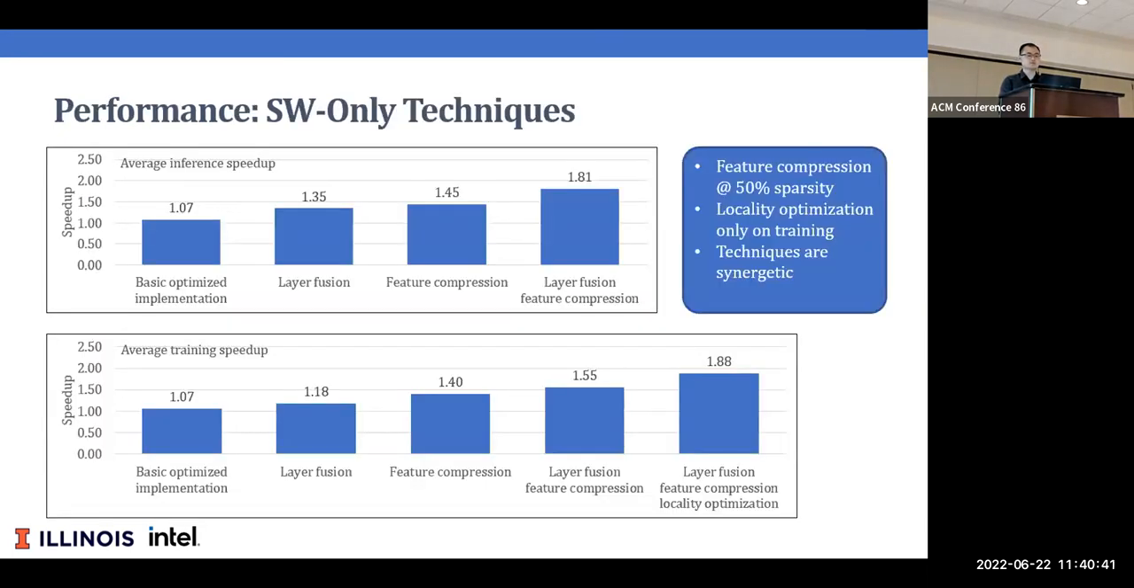For the software techniques, the result shows that the basic implementation already outperforms the baseline. For both inference and training, layer fusion and feature compression both provide additional speedup and they're synergetic. Note that we evaluate feature compression at 50% sparsity, which is conservative. Real world sparsity is usually much higher. For training only, we also show the speedup with the additional locality optimization. And in the end, the combination of the techniques speeds up the inference by 1.8x and training by 1.9x.